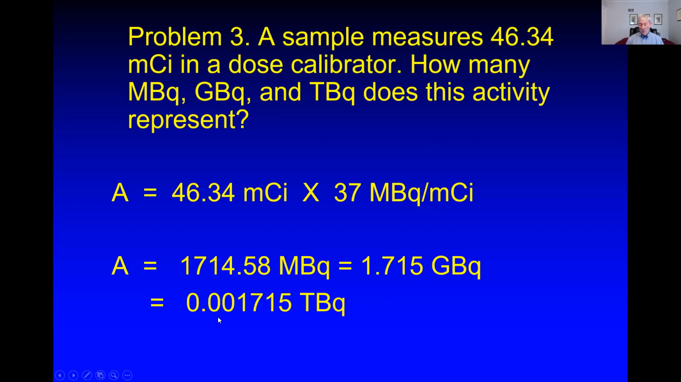1,714 and 0.0017, but this and this are exactly equivalent because a terabecquerel is 1,000,000 times as large as a megabecquerel.